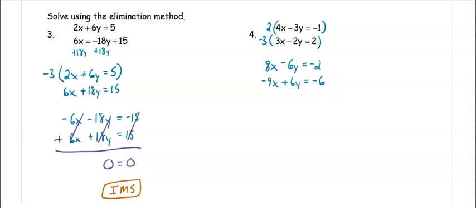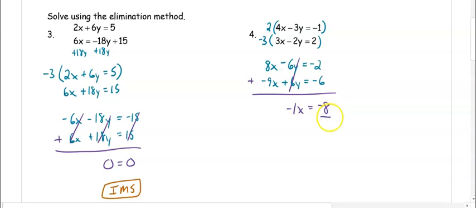So when we go to add our equations, the y's cancel out. Negative 1x equals negative 8. We divide by negative 1, we get x is 8. Once we know x is 8, we can substitute back into one of the original equations. So I'll substitute into the first to get y. So 4 times 8 minus 3y equals negative 1.